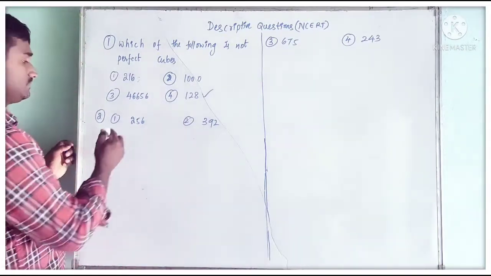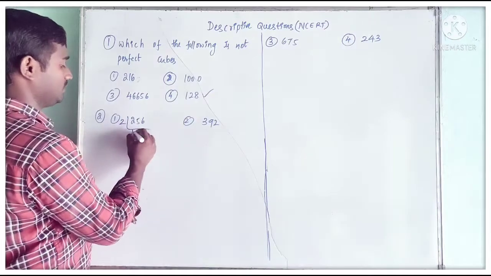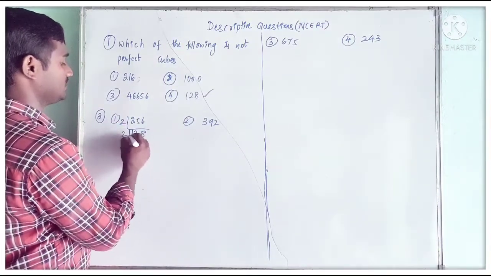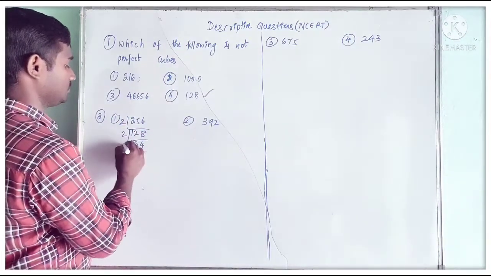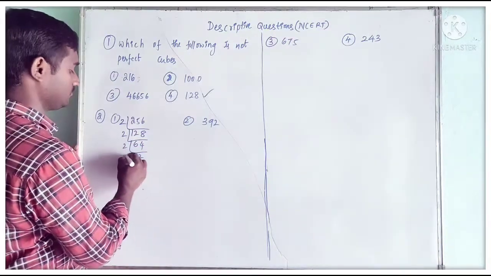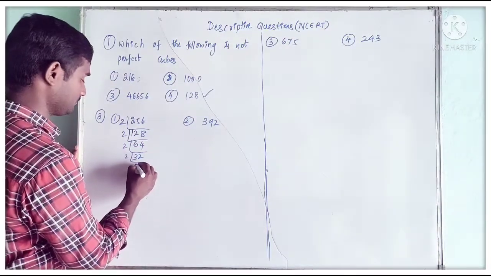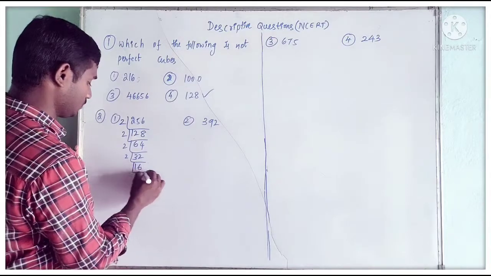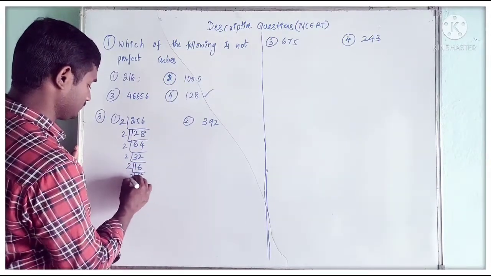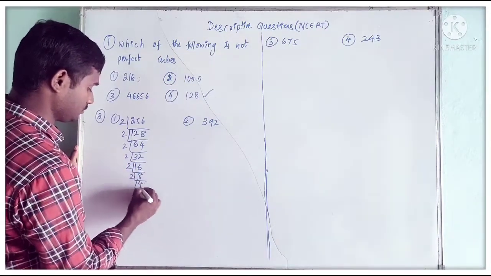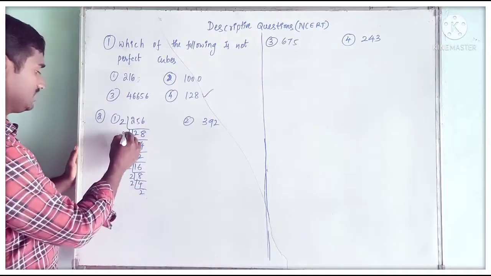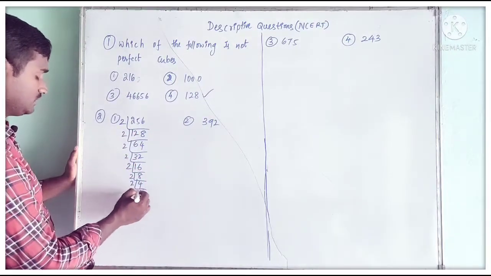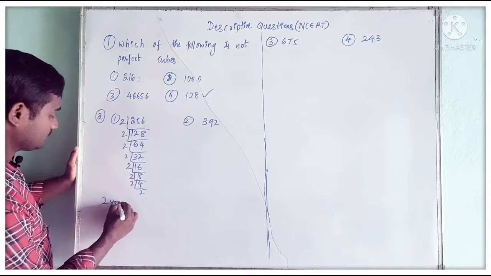Let us do it here. 2 one-twenty-eights, 2 sixty-fours, 2 thirty-twos, 2 sixteens, 2 eights, 2 fours, 2 twos. So write down here: 1 2 3, 1 2 3, 1 2. So 8 we have.